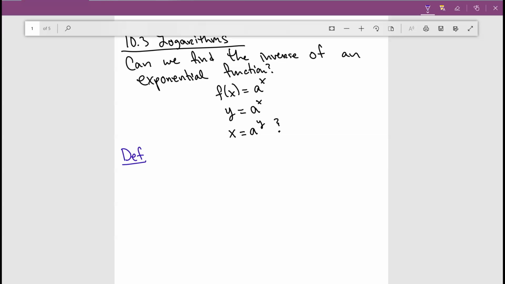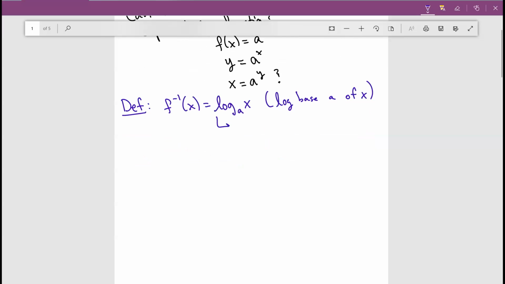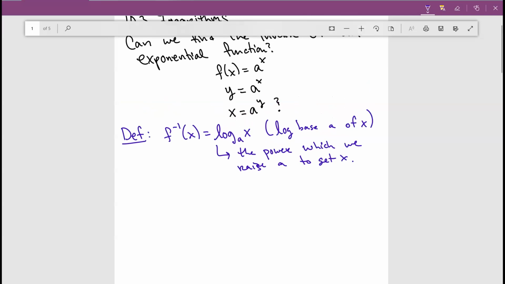Here is a definition. We're going to say that the inverse of this particular function is defined as log base a of x. That's how you say it: log base a of x. Basically, what this log means is the power to which we raise a to get x. So what power should I raise a to, to get x? That's basically what this log means.